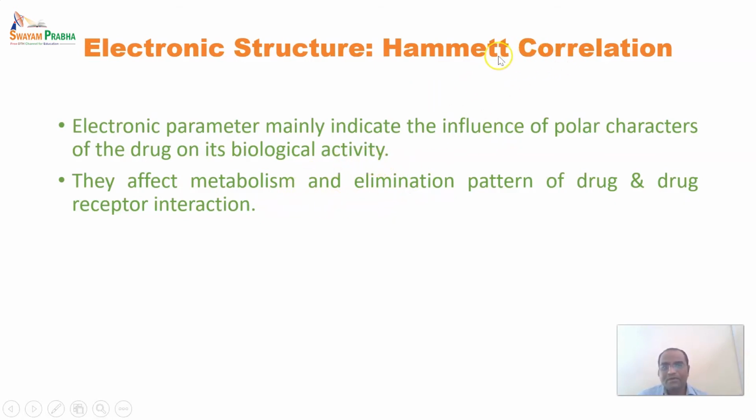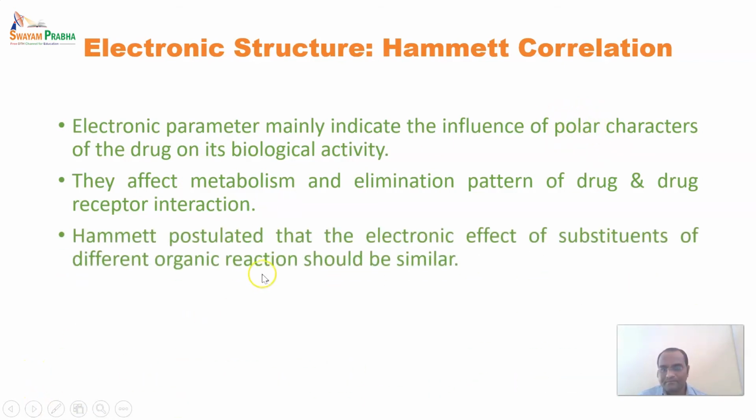And this Hammett correlation explains what type of group is responsible for making a molecule more polar. Hammett postulated that the electronic effect of a substituent in different organic reactions should be similar. He took the example of benzoic acid, and when it is substituted, there will be a difference in ionization. So particularly this Hammett correlation explains ionization: what effect does a substituent make on the ionization of a molecule?